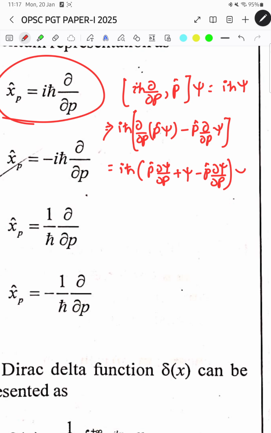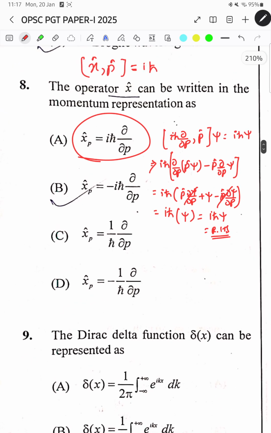So you will get ih cross, this will get cancelled, we will only get psi. So I am getting this is the RHS. So I am getting option A as my correct answer. Okay, option A is your correct answer here. No, these options are wrong because here is a minus sign.